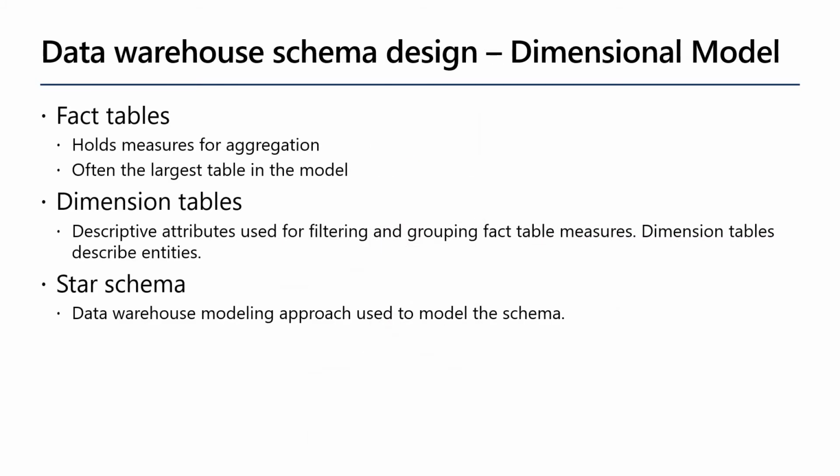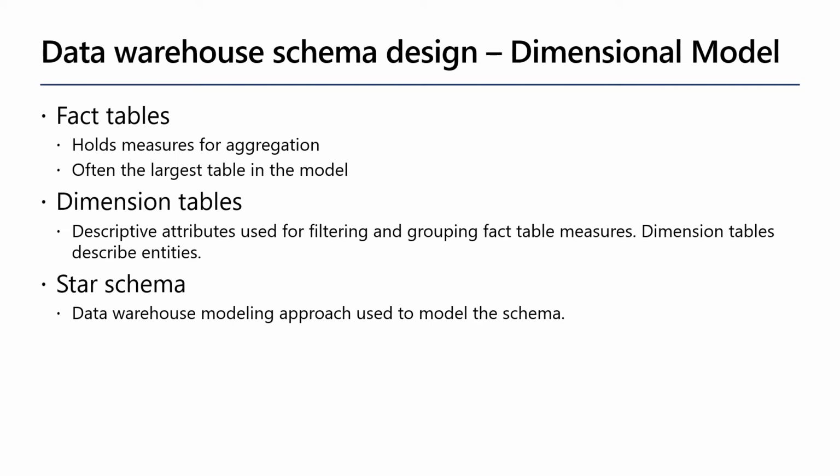Now I'd like to get into the details of the components that make up a dimensional model. First, I'd like to talk about fact tables. Fact tables hold measures that we use for aggregations. Fact tables are often the largest table in the data model. Next, we have dimension tables. Dimension tables hold the descriptive attributes that we use for filtering and grouping of the measures in our fact table when we're doing reporting and analytics.